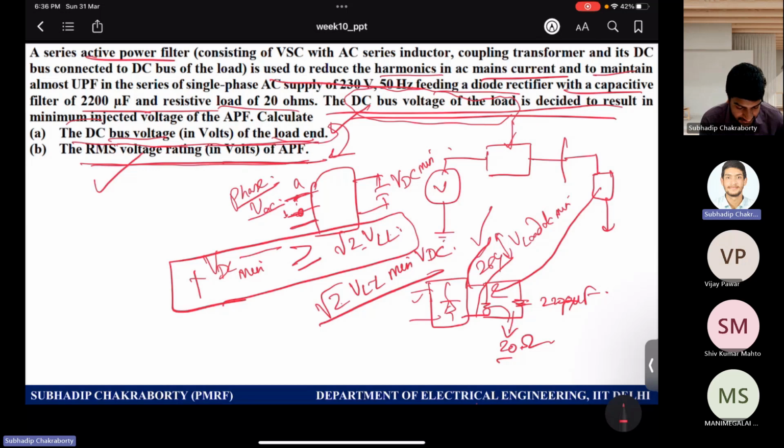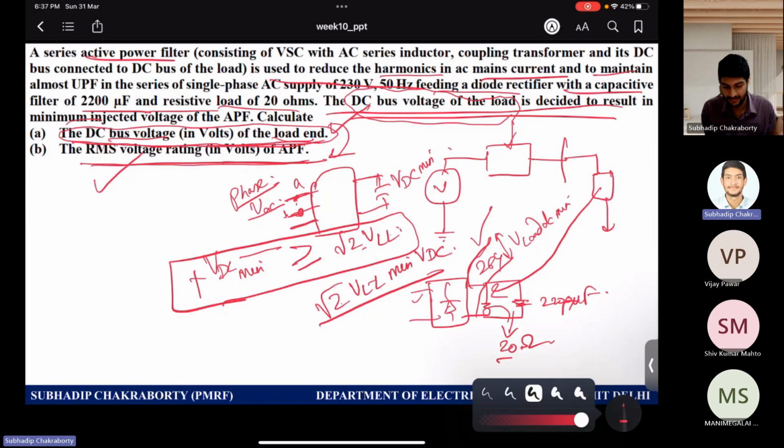But how to calculate this? Anyone? Once you know the DC side voltage, it is easy to calculate the APF rating by the difference, V supply minus V load at the AC side, whole square. Then you mean it and then you square root over to find out the RMS voltage rating of the active power filter.